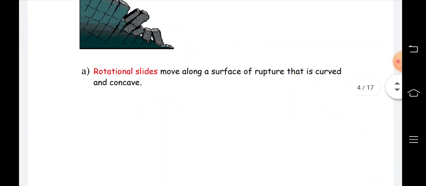Then the rotational slide, the slide that moves along the surface of the rupture, that is curved and concave.